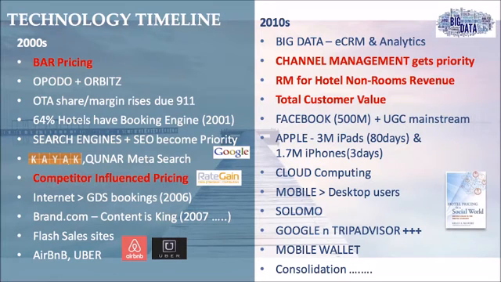Then search engines and SEO started to become a priority. A lot of people understood the concept and were willing to put money behind it, so that became a lot more pervasive in the early to mid-2000s. And then metasearch came in, so you have the Kayaks, and later on the Chinese players that were coming in. Then competitor influence pricing.